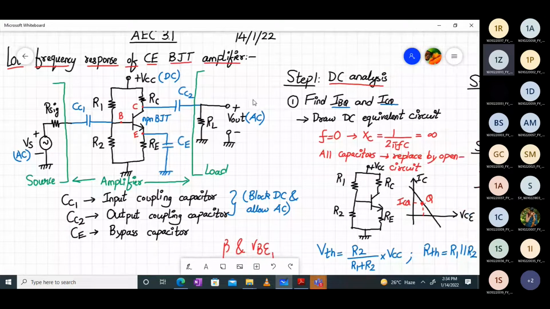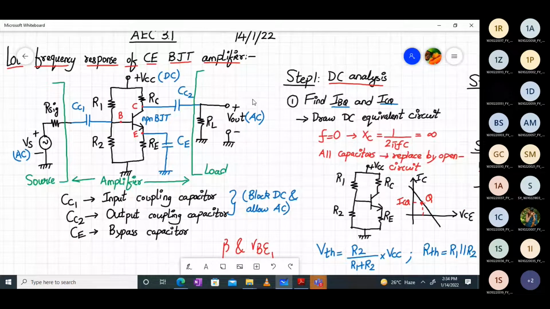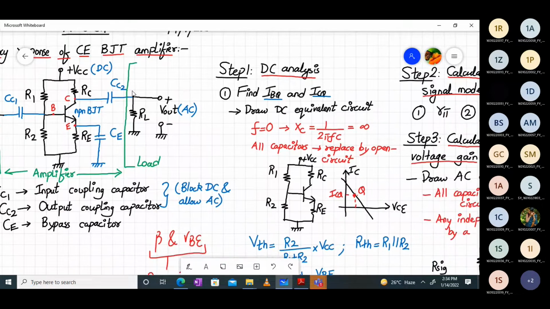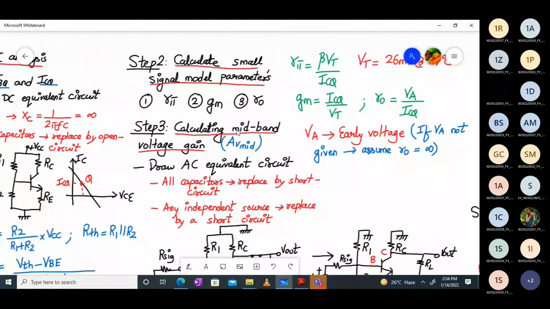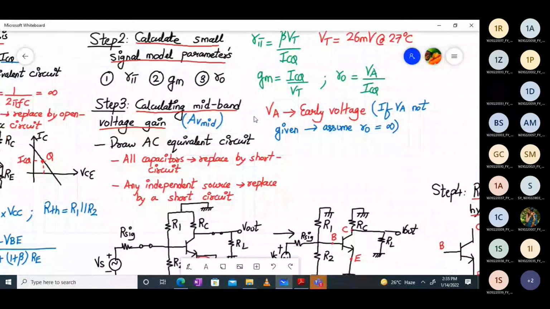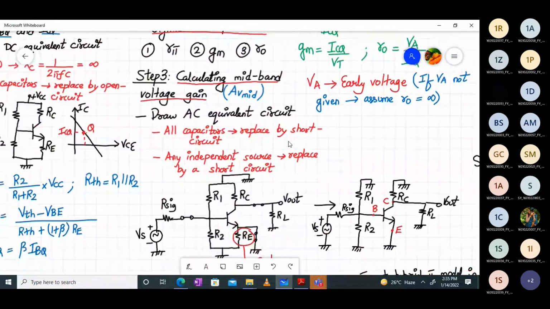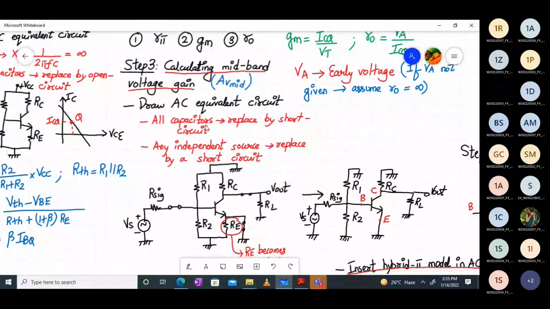So VCC. Yes, because it doesn't change with time. Quantities which are not changing with time are not considered for the small signal analysis, because the small signal equivalent circuit will only represent the small time varying quantities, right? So VCC is not a small time varying quantity. That is why we replace all the capacitors by short circuits, and replace any independent DC source by a short circuit.